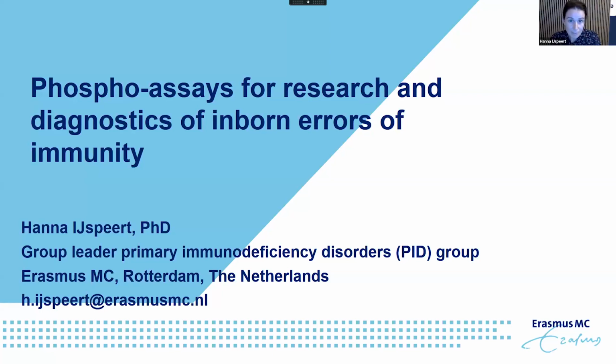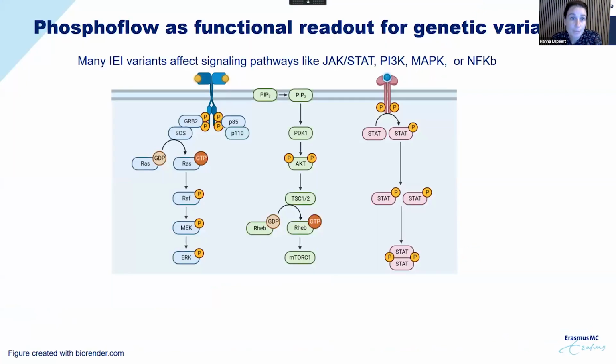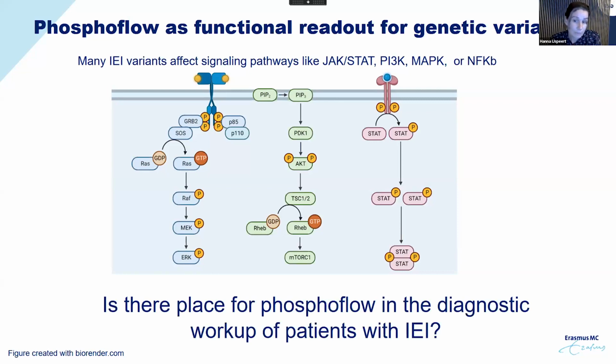Thank you. I hope you can hear me and see my screen. So today I would like to discuss with you the use of phosphoflow as functional readout for genetic variants in IEI. As you know, many IEI variants affect signaling pathways like the JAK-STAT pathway, the PI3 kinase, the MAP kinase, or the NF-kappa B pathway. And I would like to discuss with you, is there a place for phosphoflow in the diagnostic work of patients with inborn errors of immunity?